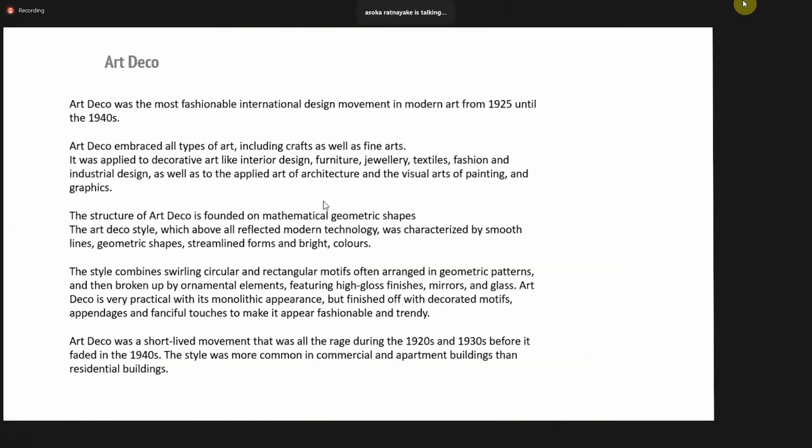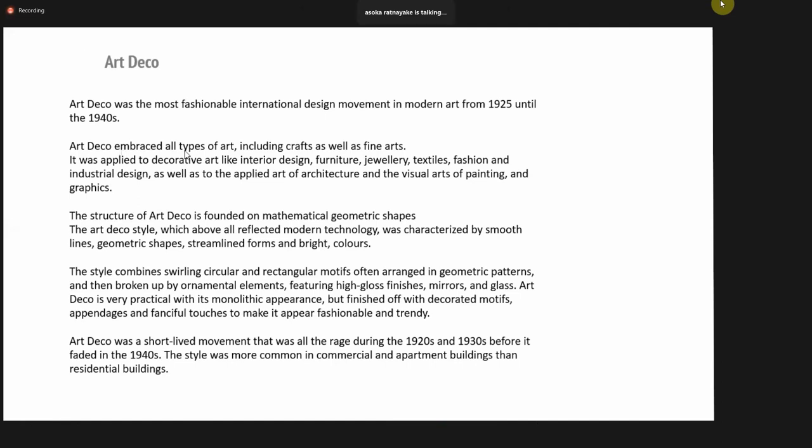Okay. Next one is Art Deco. Art Deco was the most fashionable international design movement in modern art in the 25 to 40s. This was a very short period of time when compared to the other art movements. It popped out and declined within a short period of time, 1925 until the 40s. After the Art Nouveau, this one was more into straight, geometric shapes. And this is more again in interior and architecture.